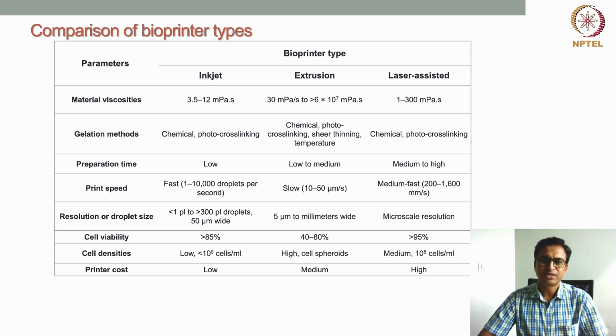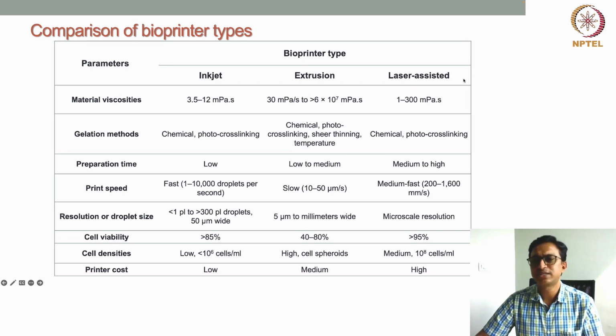Also, we'll compare the capabilities of different bioprinter types, right? So if you see in this table, I have listed the different properties and parameters of the bioprinting technologies. Then we'll discuss different types of bioprinting technology like inkjet, extrusion, and laser assisted that we have already discussed in the earlier lectures, right? So we'll go one by one.